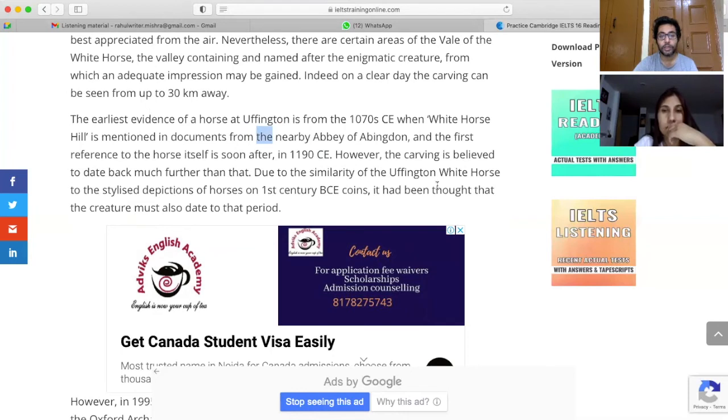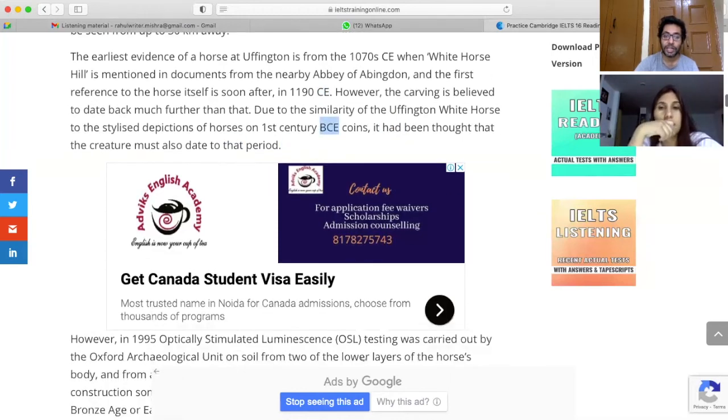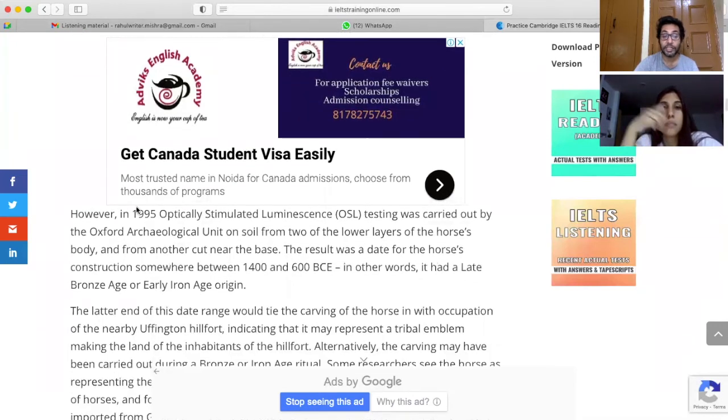The depictions of the Uffington White Horse are pretty much the same as the horses on first century before Christ coins. So there was an idea that this creature must have been from the first century before Christ. But then the idea changed, in 1995.